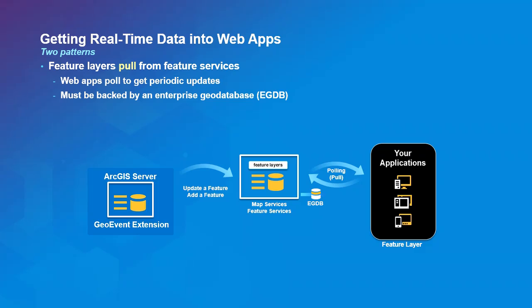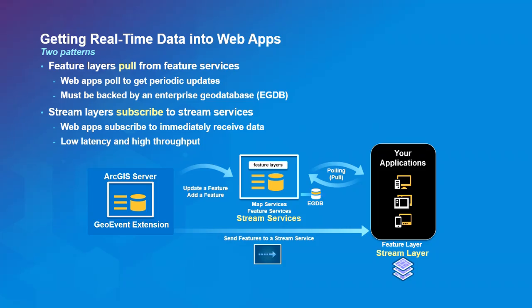The second pattern is to send features to what is called the stream service. And this is what I mentioned earlier, a new streaming capability, a new service available at the 10.3 release. So in this pattern, you're sending features directly to your client applications. You're bypassing the enterprise geodatabase. So you have a stream layer on the client side that's subscribing to the stream service on the server side, and then your applications are immediately receiving and displaying that real-time data. The second pattern, using stream services, allows you to achieve a much higher throughput of data with lower latency.